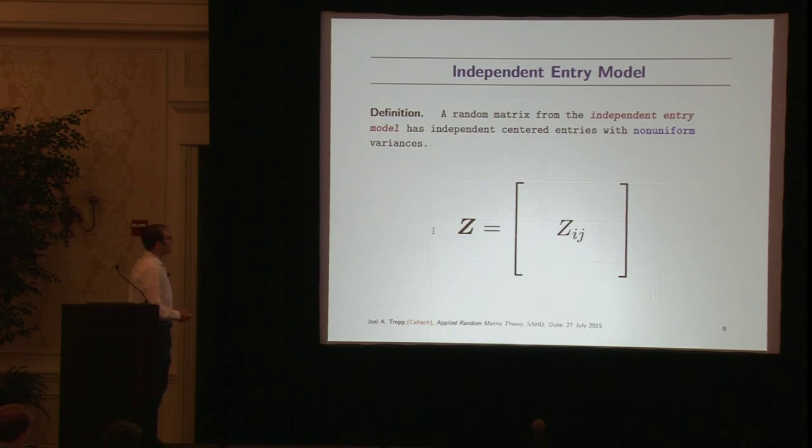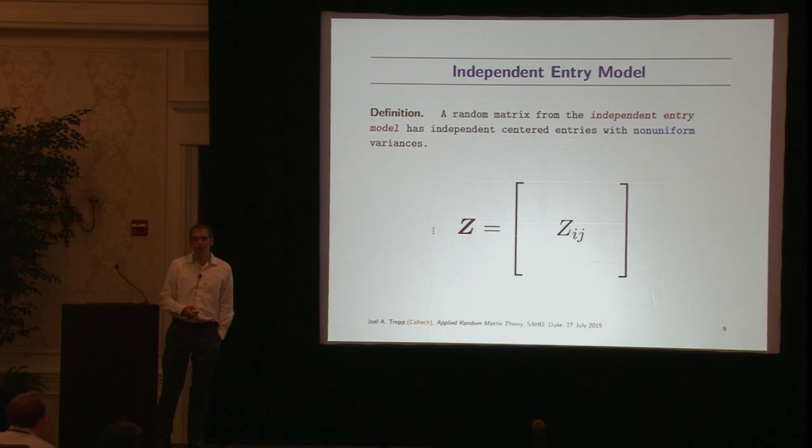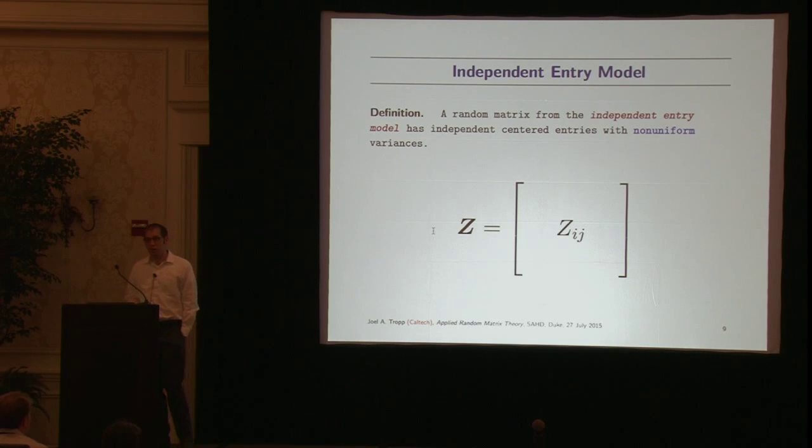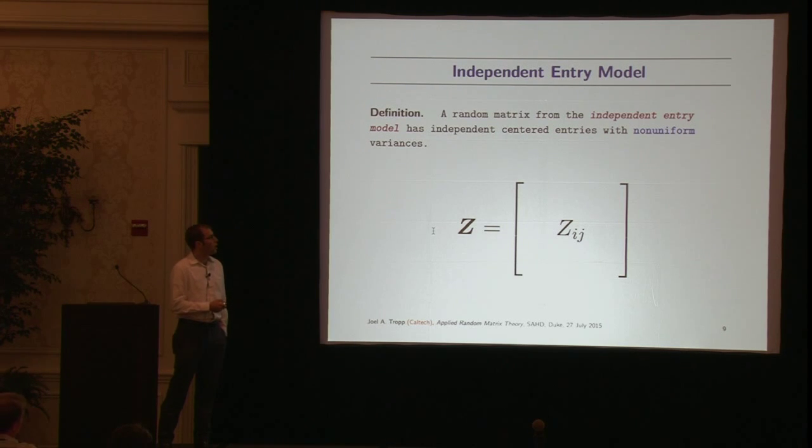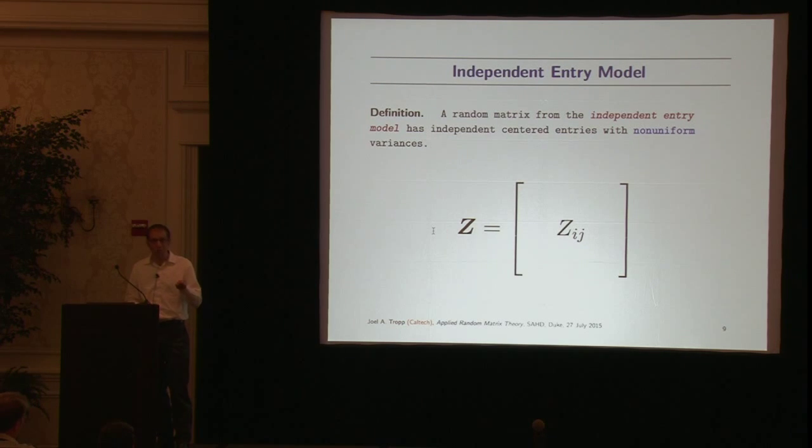So let me begin with a model that I think is very interesting and has been useful for a number of applications. This is the independent entry model. A random matrix from this model has independent entries. They have mean 0, but the variances don't have to be the same. There's a very big difference between this and the Marchenko-Pastur model, where all the entries basically have the same variance. Now you're allowing the variances to differ among the entries.